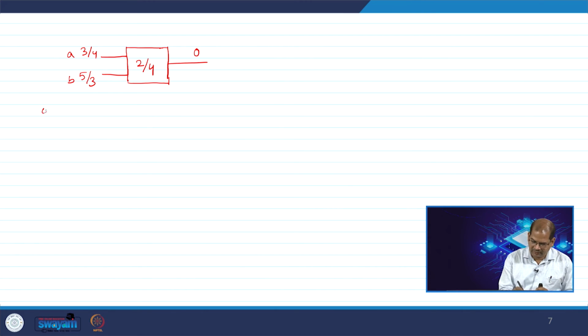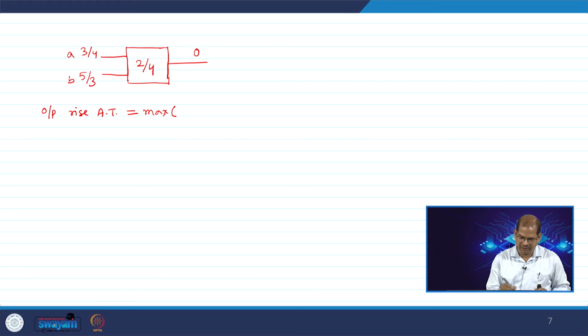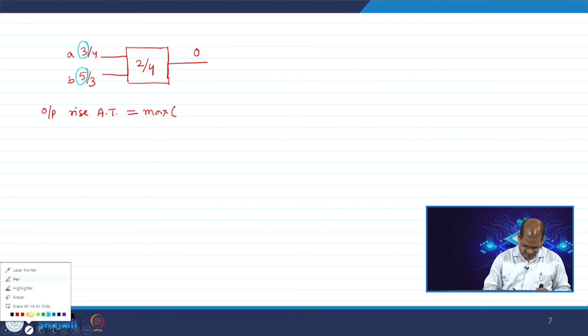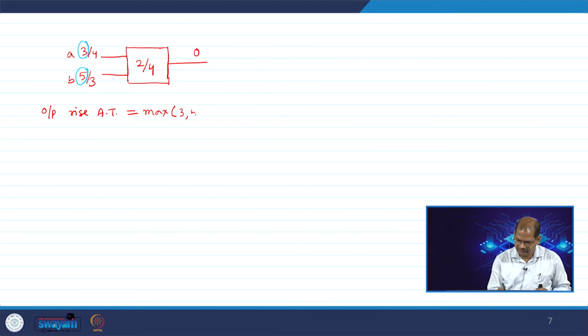So, the output rise arrival time is equal to max of the input rise arrival times. What input rise arrival times are there? Basically 3 and 5. So, I take max of 3 comma 5 plus rise delay 2. So, here it will be 5 plus 2, which is 7.